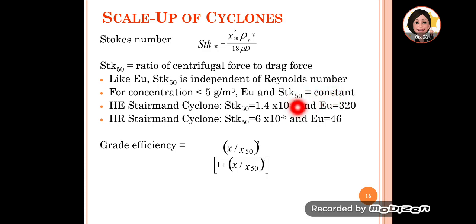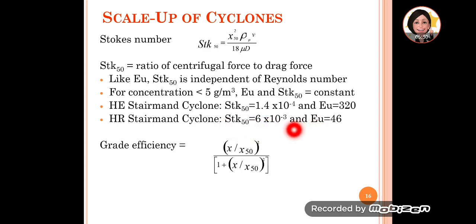So why is this 50? It's because of the X50, which defines the cyclone efficiency. For example, in this book we use the high efficiency Stairmand cyclone and the high rate Stairmand cyclone. So these are the fixed values of the Stokes 50 number and Euler number.